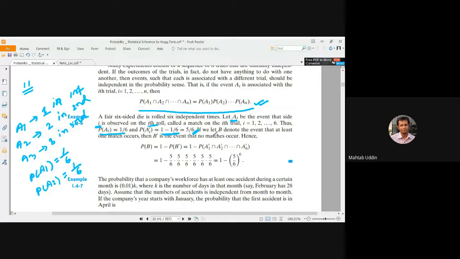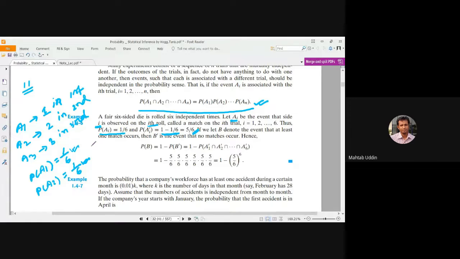Now, what is B? B denotes the event that at least one match occurs. B means at least one of them is correct, but that is the problem. At least one means which one? First one or second one or third one or fourth one? Do we know? No, sir. We don't know.